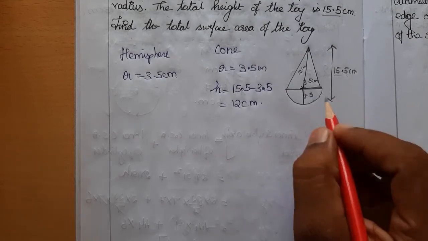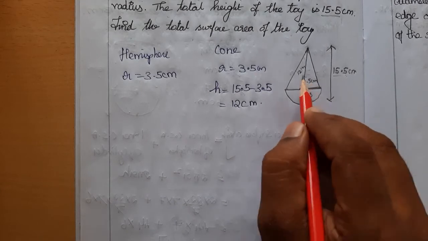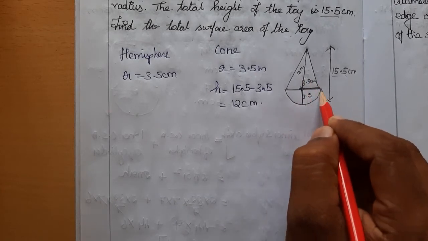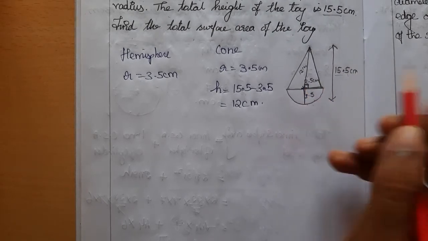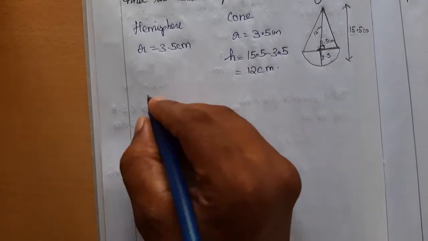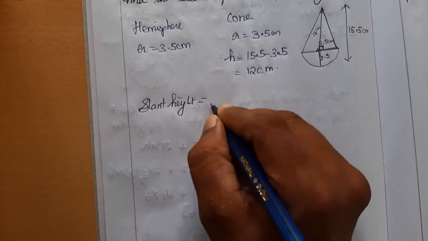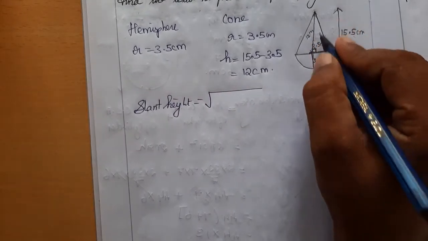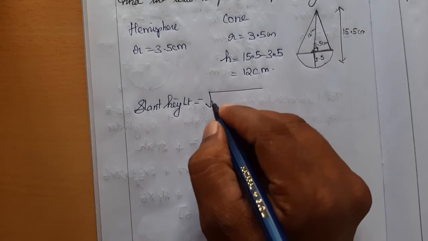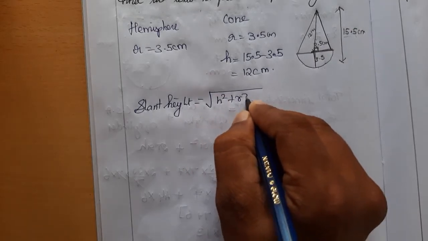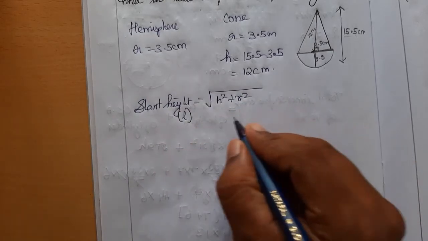So to find the curved surface area of the hemisphere, it's 2 pi r square, we have r. And what about the curved surface area of the cone? It is pi r l. We have r. What about l? L is the slant height. We know only the height h. So we have to find it by using the Pythagoras theorem, right? Slant height is equal to the square root of 12 square plus 3.5 square. That is h square plus r square. Slant height we will be representing as l. L is equal to the square root of h square plus r square.